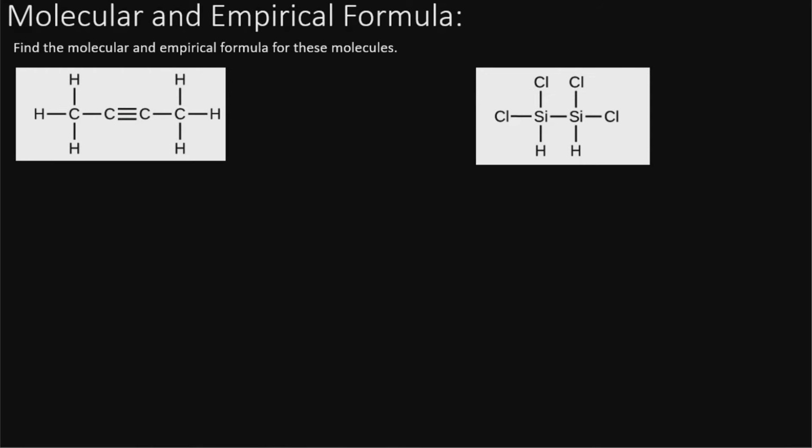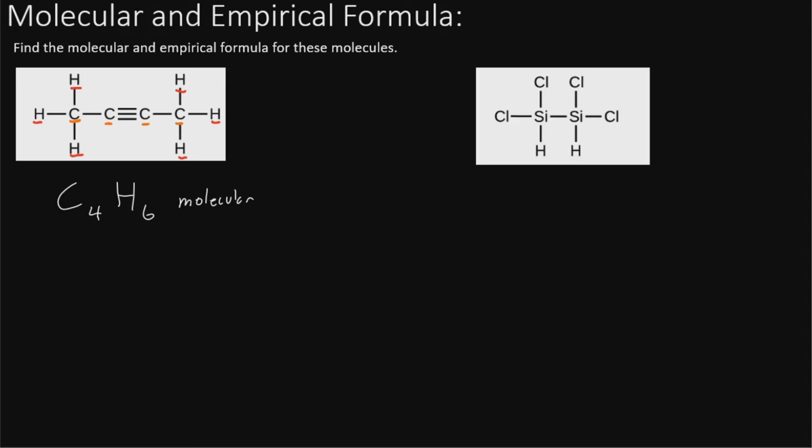In this question, we'll find the molecular and empirical formulas for these molecules. Let's begin with the molecule on the left. First, let's count how many carbons are in this molecule. We see 1, 2, 3, 4. So to begin, we'll start with the letter C and write 4 as a subscript underneath it. We also have hydrogen, so we count the hydrogens. 1, 2, 3, 4, 5, 6, giving us a formula of C4H6. This is the molecular formula.